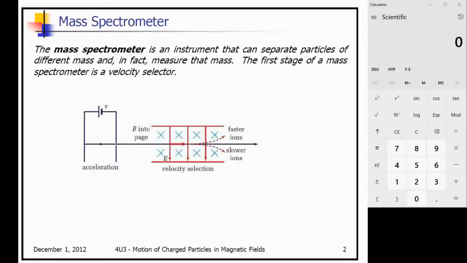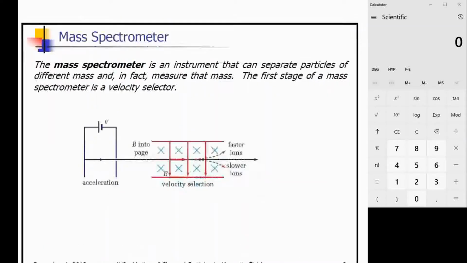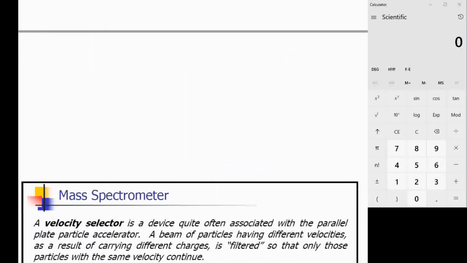In this mass spectrometer, you can see it says acceleration on your left side. You can imagine on your left there being something shooting a charged particle into the magnetic field. And the magnetic field is what we call the velocity selector. So it's directed into the page. Our charged particle is moving to the right. The faster ions will deflect up. The slower ions will deflect down.